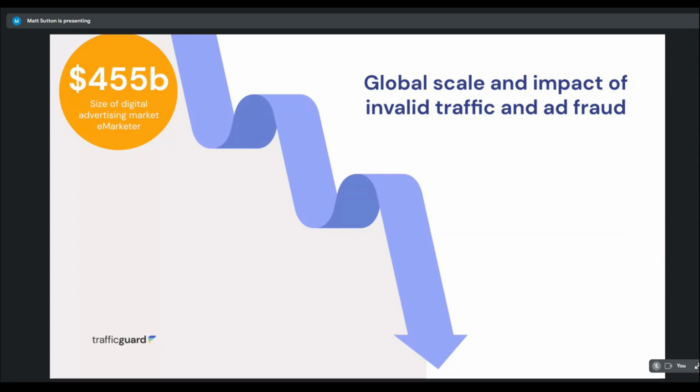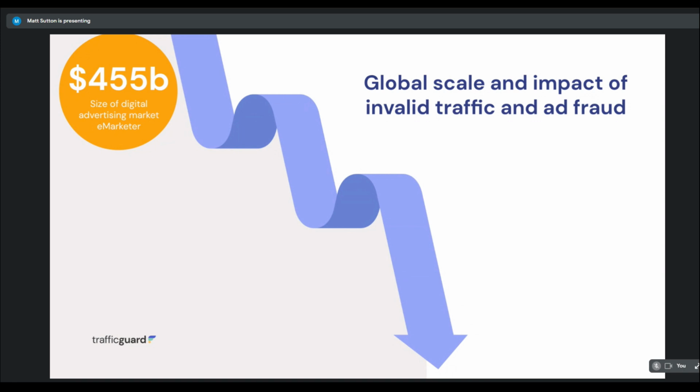And so I thought I would start by setting the scene on the size and scale and impact of that problem on the world. Now, some of you might be aware that the total digital advertising market is now worth $500 billion. That's kind of crazy when you think about it. Every single year, advertisers across the world spend $500 billion on digital advertising.